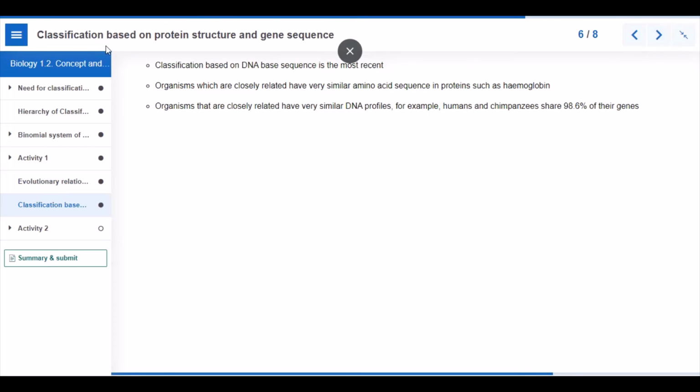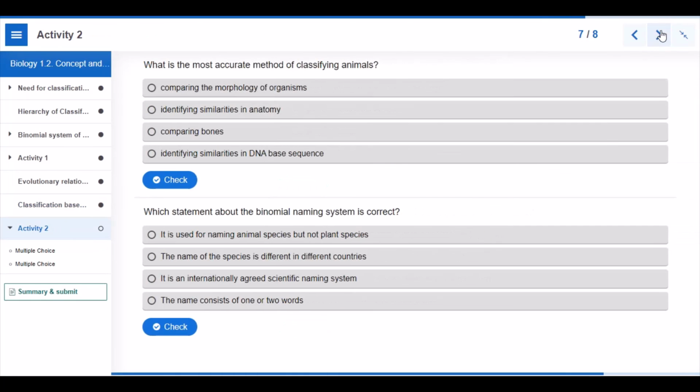On this slide, we have the classification based on protein structure and gene sequence. Classification based on DNA sequence is the most recent. Organisms which are closely related have similar amino acid sequences in proteins, such as hemoglobin. Organisms that are closely related have very similar DNA profiles. For example, humans and chimpanzees share 98.6% of their genes.